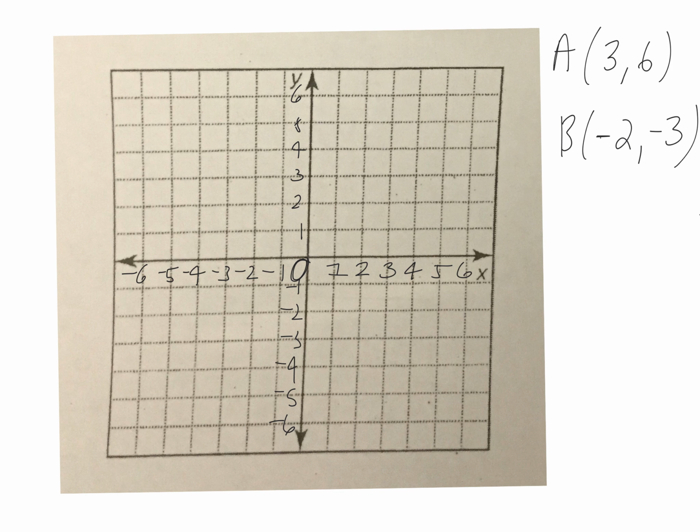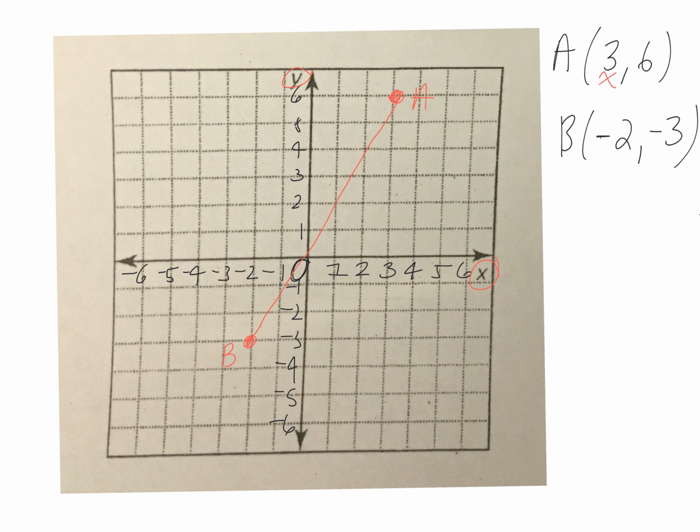So we always graph x and then y. So x is 3. We start at 0, move to the right 3, and then are we going up or down 6? Good, up to 6. That should be your first point. And then we have B, negative 2. So we go across to the left, negative 2, and then up or down 3. So this should be the second point. I want you to connect the points. It's just a line.